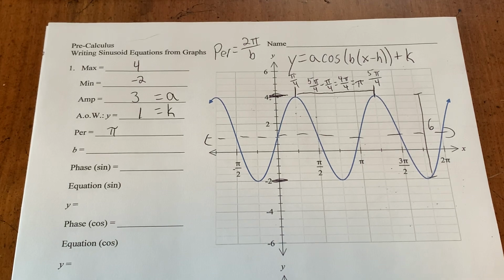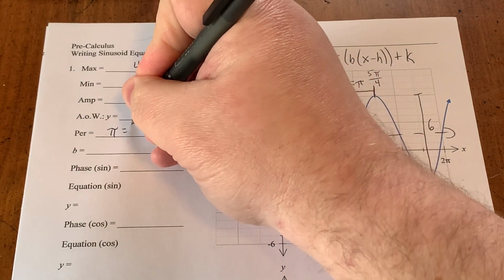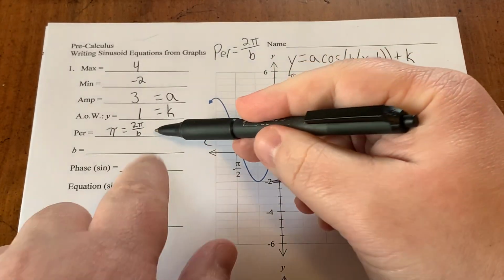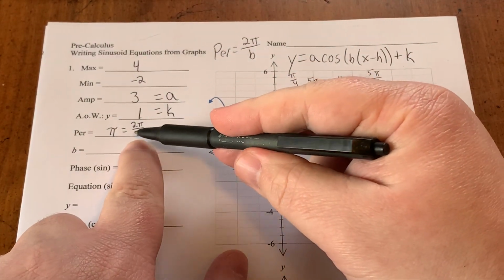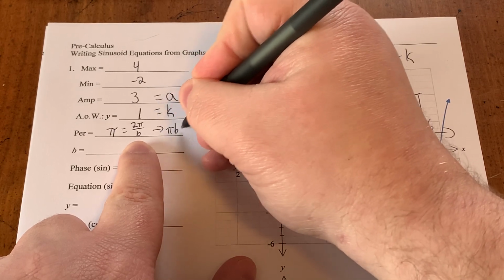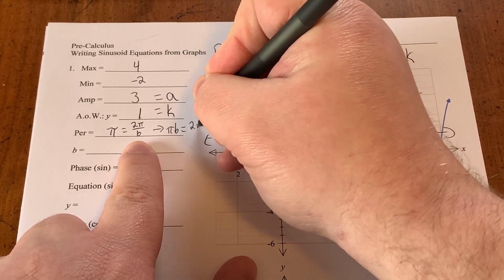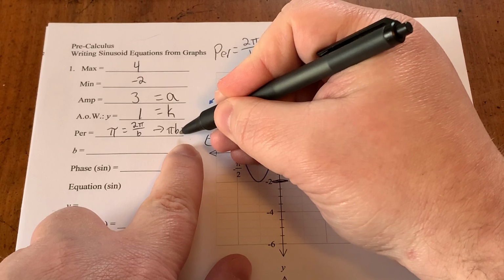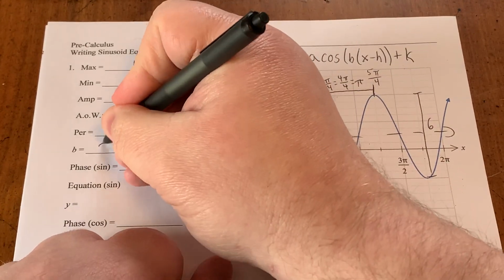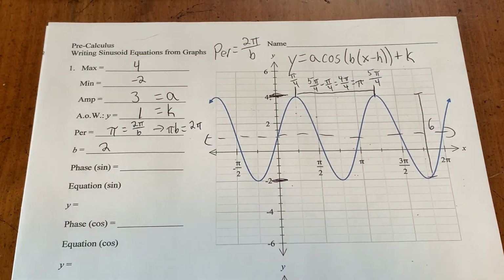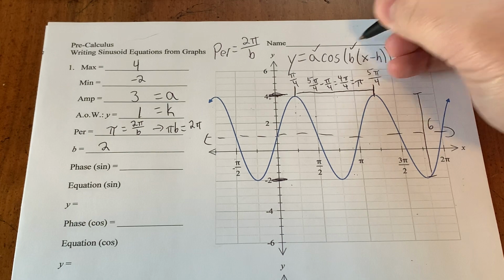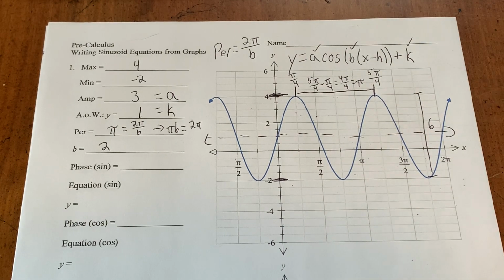So our period is pi, and the period equals 2 pi over b. So if we solve that equation for b, multiply both sides by b, pi b equals 2 pi. Divide both sides by pi, you'll be left with b. Well, 2 pi divided by pi means b equals 2. So we found a, we found b, we found k. All that's left is h.